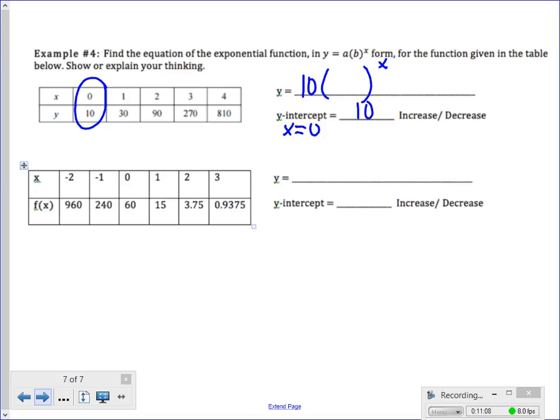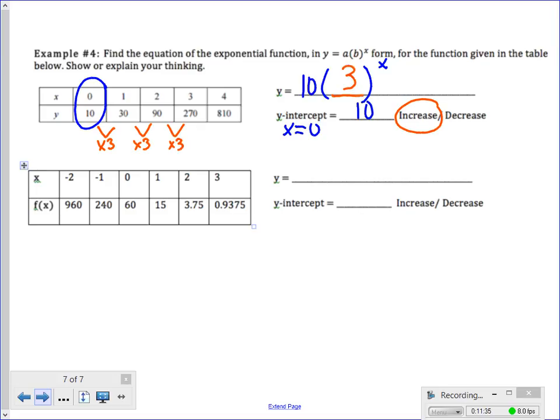Okay, well when I look at my table, it appears that from 10 to 30 and 30 to 90, 90 to 270, I'm going up. So that's going to be an increase. So I know the number in those parentheses has to be greater than 1. Now, it might be easy for you to see that I'm multiplying by 3 here. Okay, 10 times 3 is 30, 30 times 3 is 90, so on and so on. And that is right, that's the growth rate.